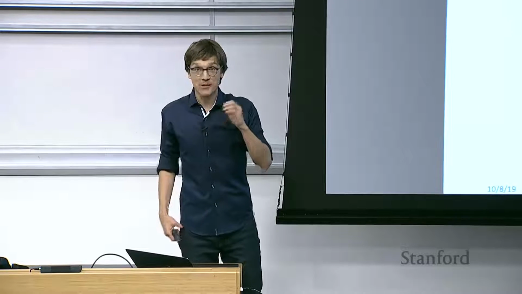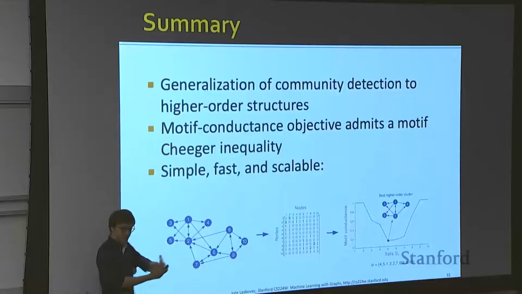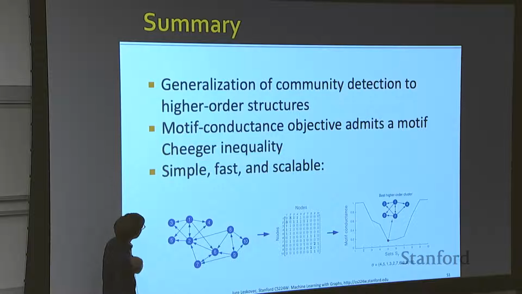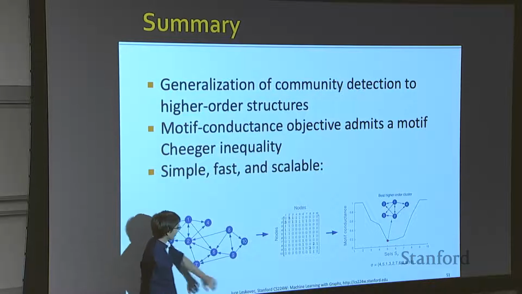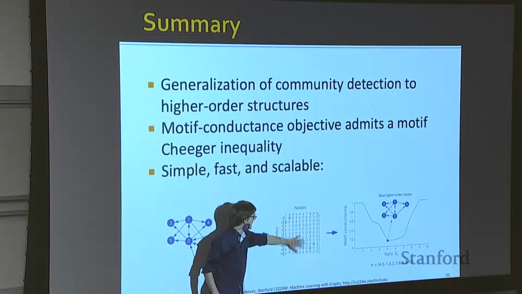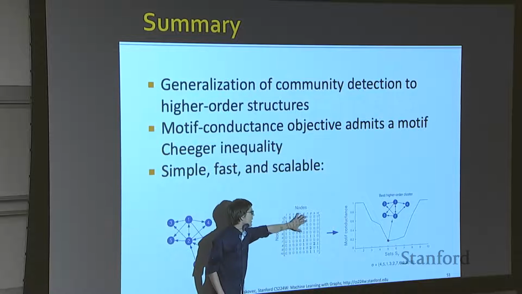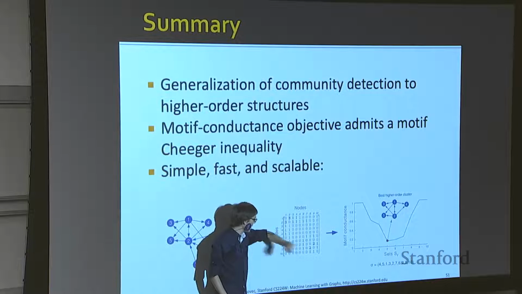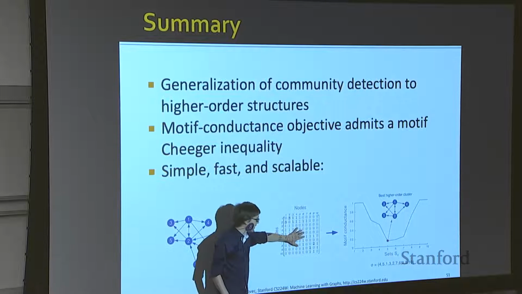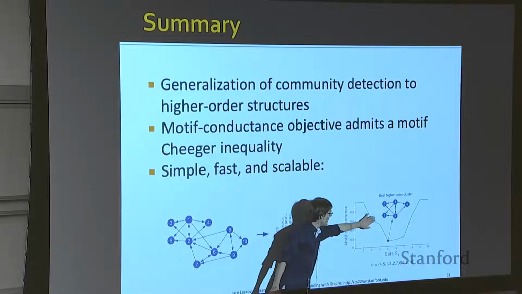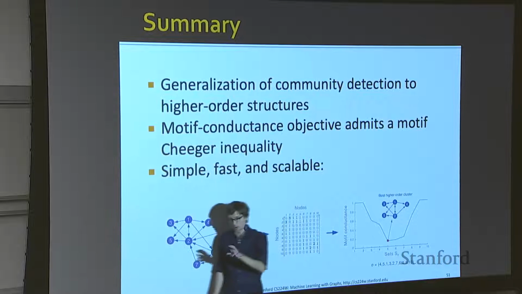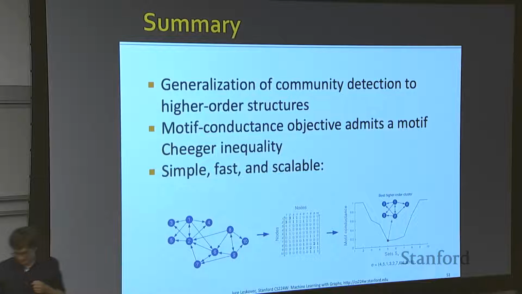Okay, so let me summarize. How do we do this more advanced way of clustering? Essentially, we take the graph, we pre-process it to create this undirected weighted graph. We apply spectral clustering on this, and this will give us near optimal higher-order or motif-based clusters.